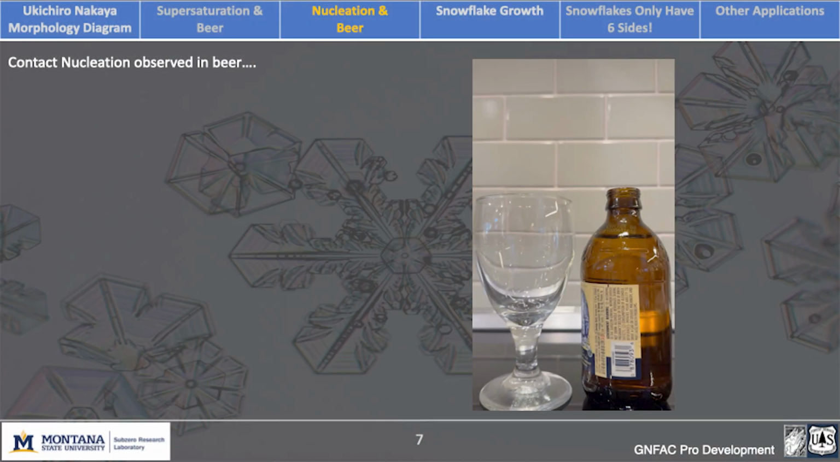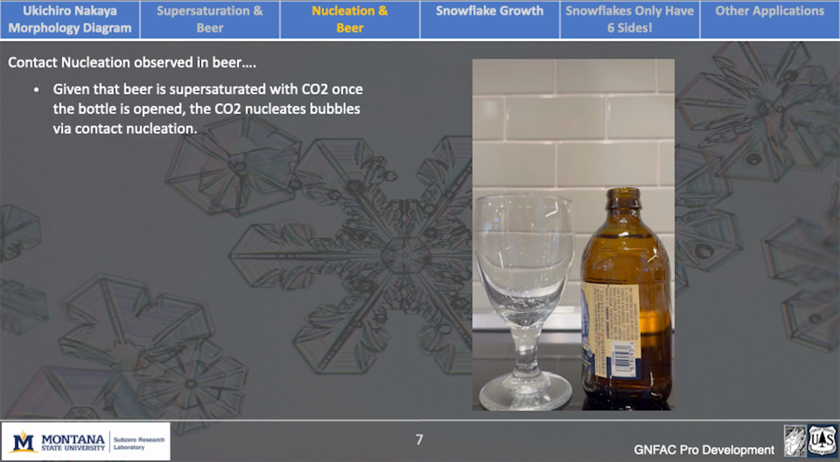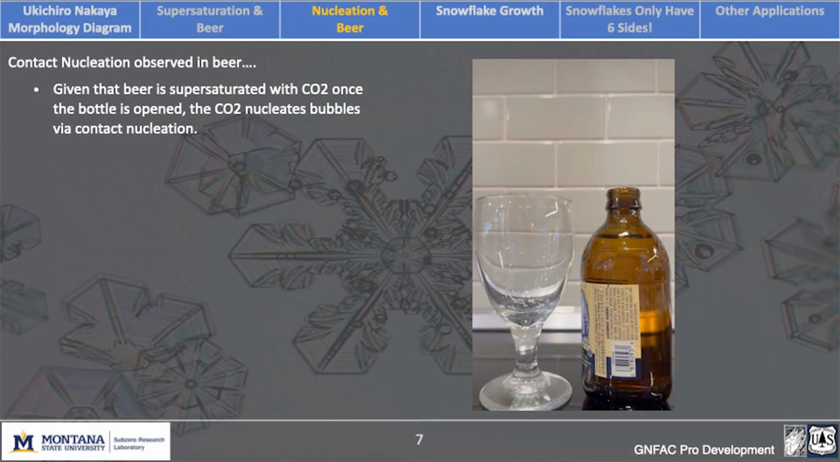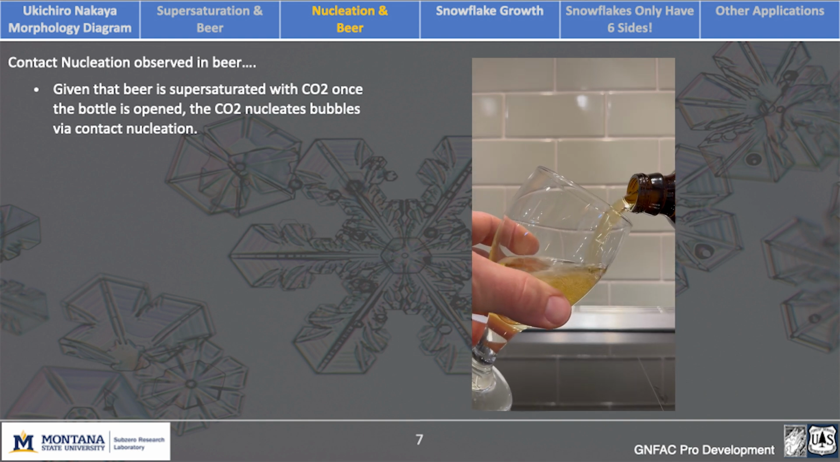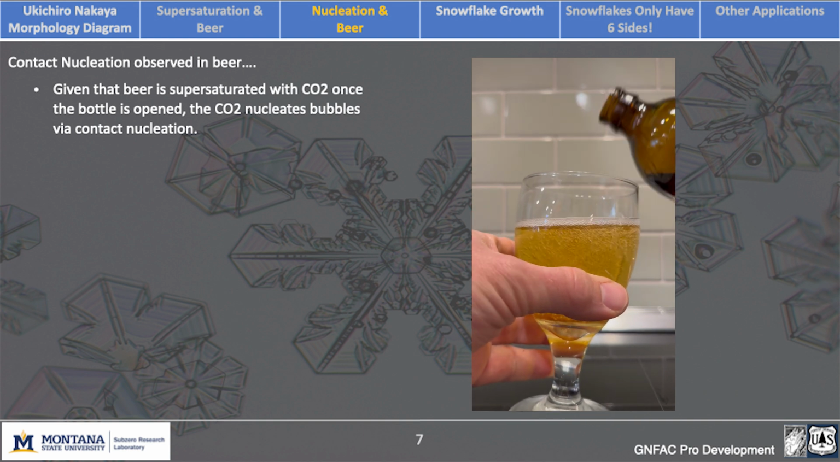All right, so how about that? Nucleation is an important part, and contact nucleation is something we can also observe in beer. Given that beer is supersaturated with carbon dioxide, once the bottle is opened, the CO2 nucleates bubbles via contact nucleation. So it's supersaturated, just like the water droplets in the cloud. All they need is something to latch onto, and they nucleate bubbles. For this, I used, again, nothing better than the banquet beer, Coors. It also works really well because Colorado beer is a little dirtier than Montana beer in general. It's for you.